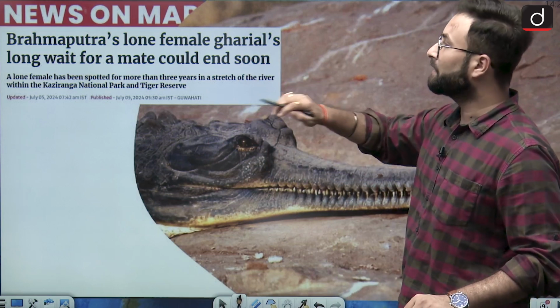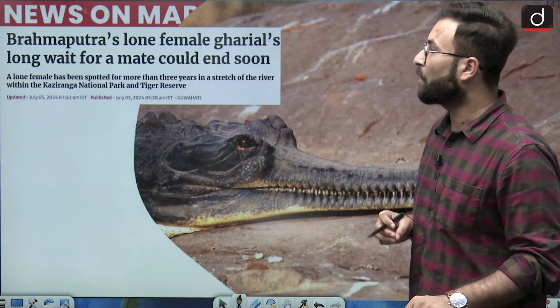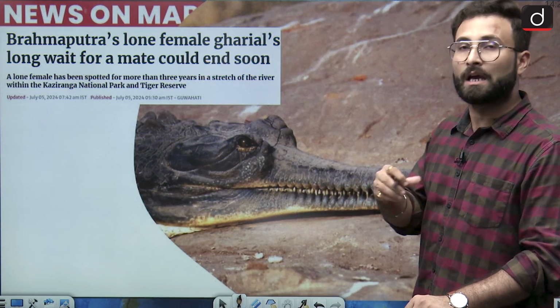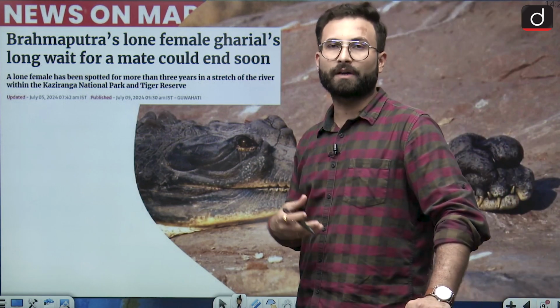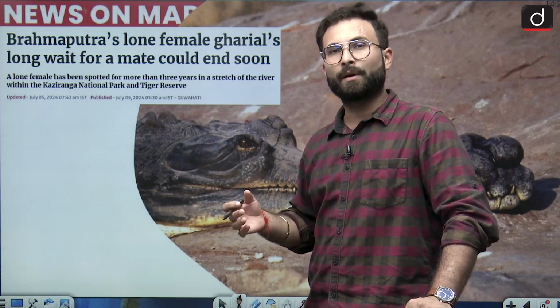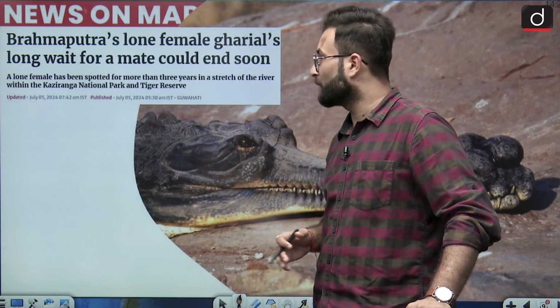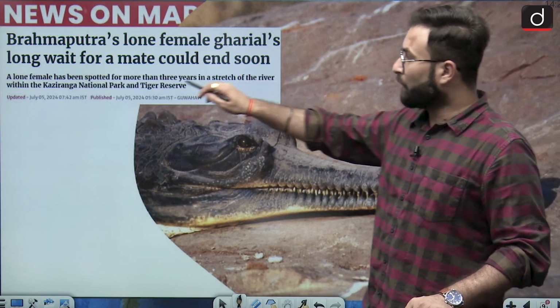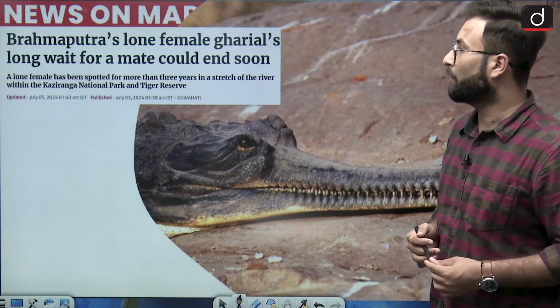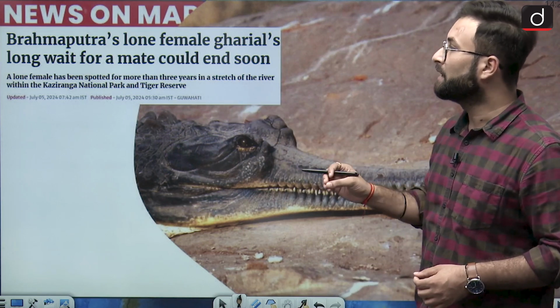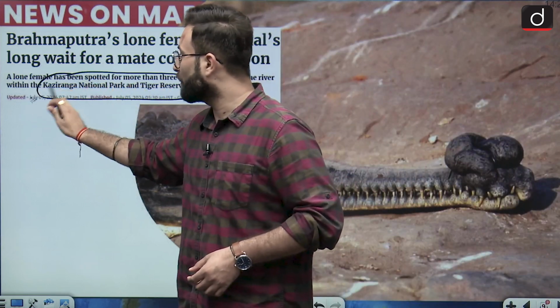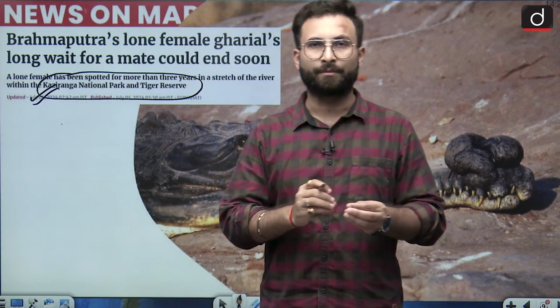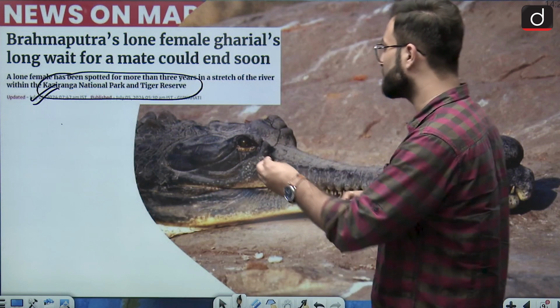Brahmaputra's lone female Gharial's long wait for a mate could end soon because the government has taken cognizance and they are trying to reintroduce the population of Gharials in the Brahmaputra area. So they might reintroduce a male in this particular region. A lone female has been spotted for more than 3 years in a stretch of river within the Kaziranga National Park and Tiger Reserve. So this particular area of Kaziranga National Park is also now important for us. So please keep a tab on that.